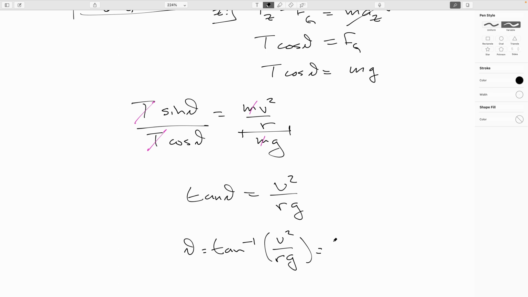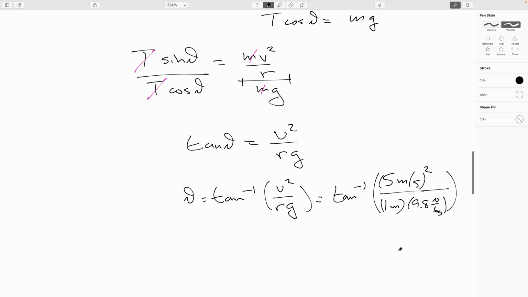So we can put in the numbers that we have for this. So this will be the arctangent of 5 meters per second, squared, over 1 meter times 9.8 newtons per kilogram. I promise you the units do all work out, and when you grind it through, you get an angle of 68.6 degrees.